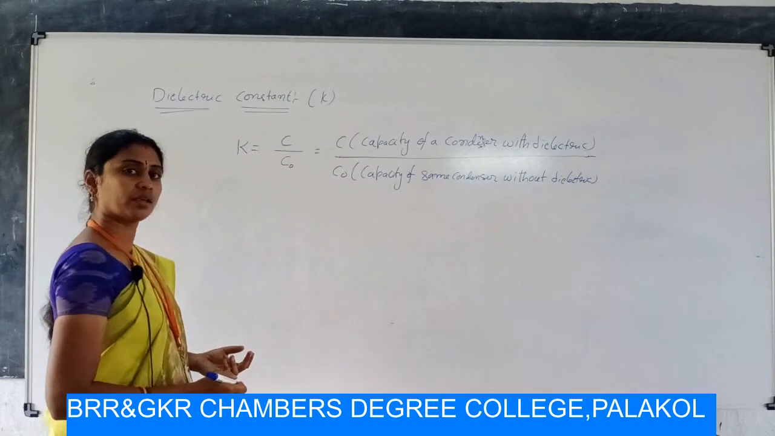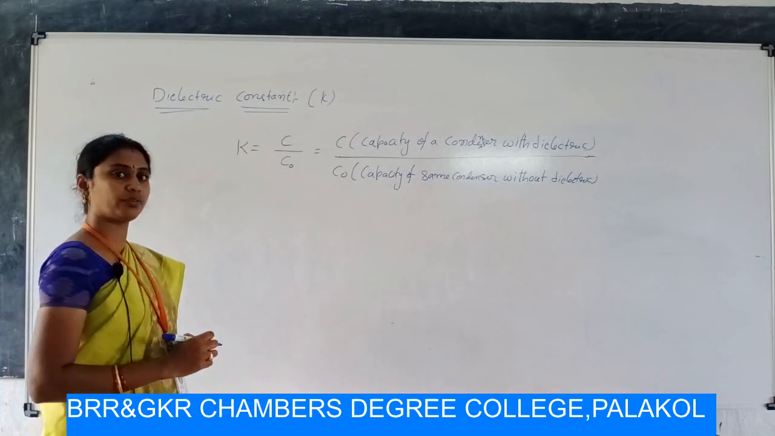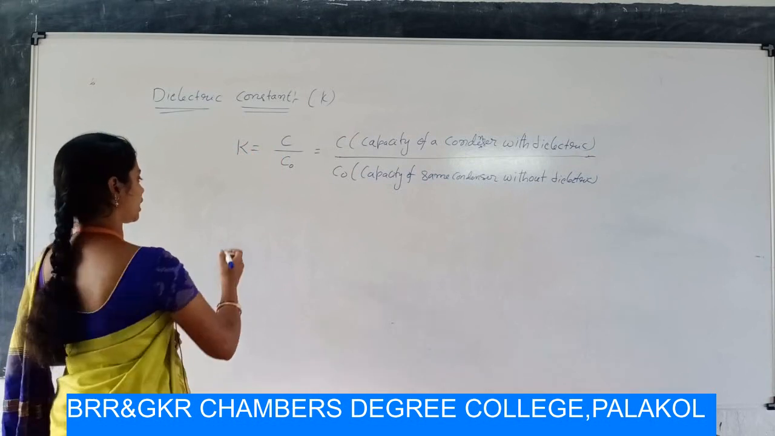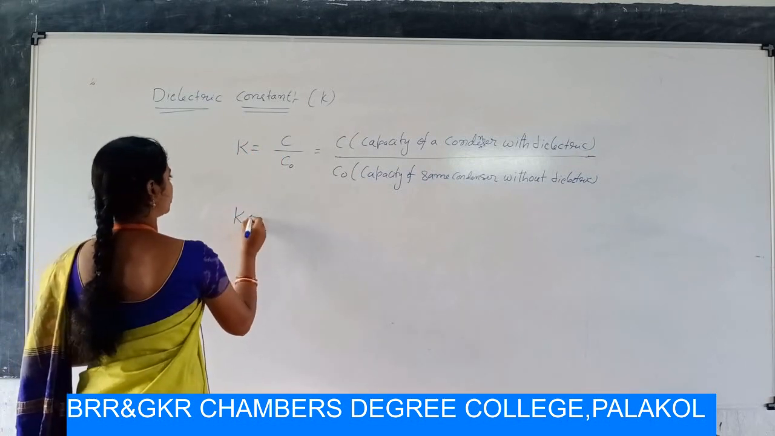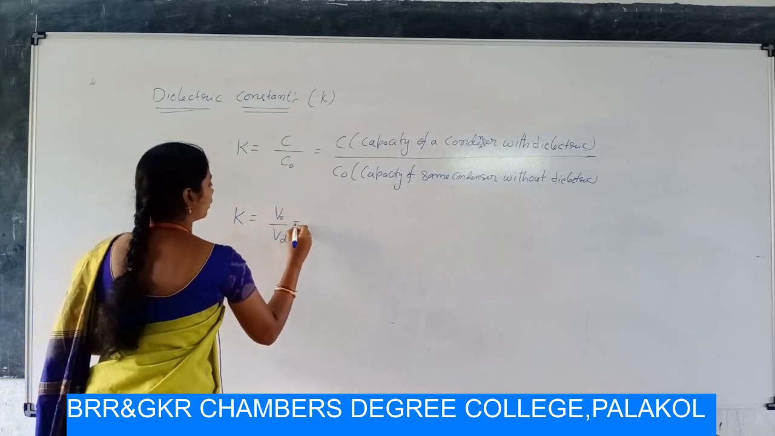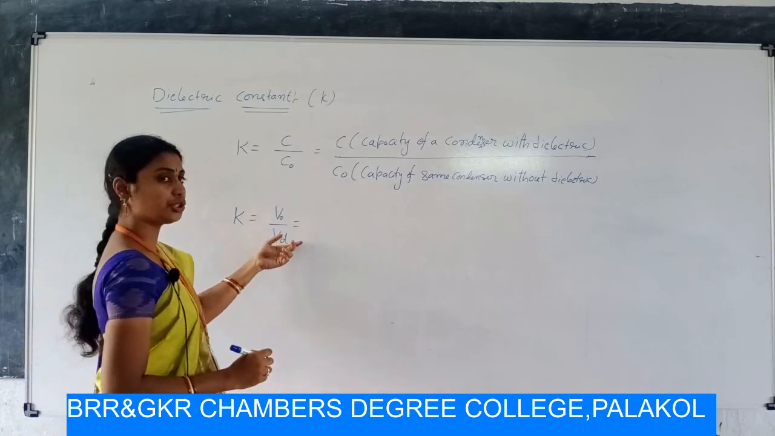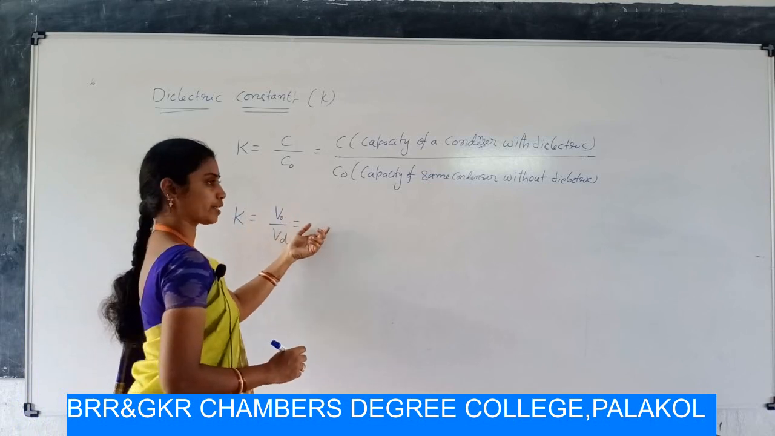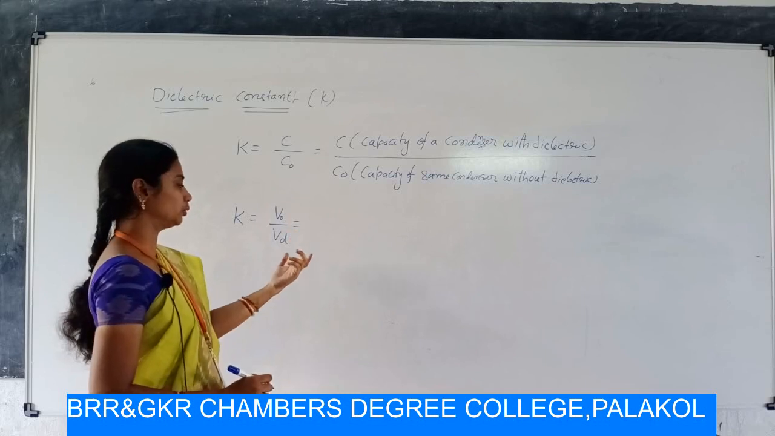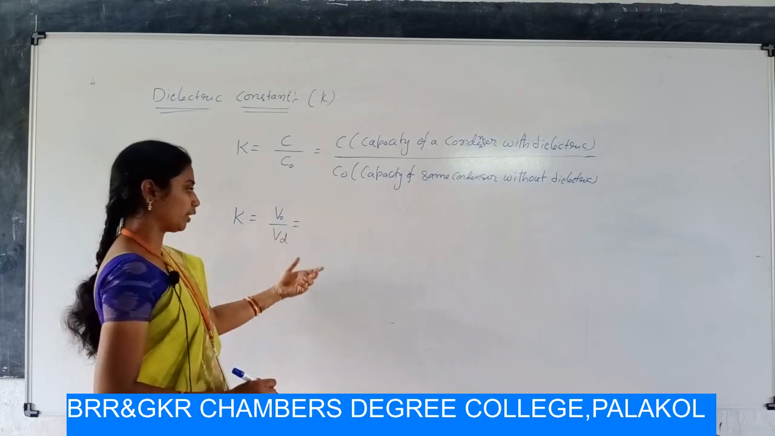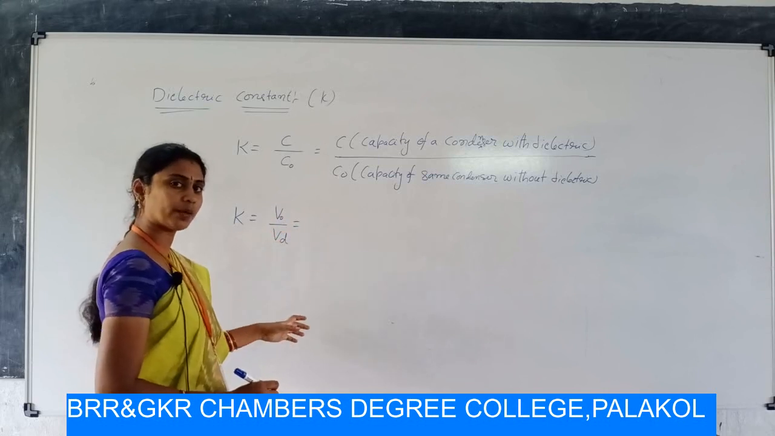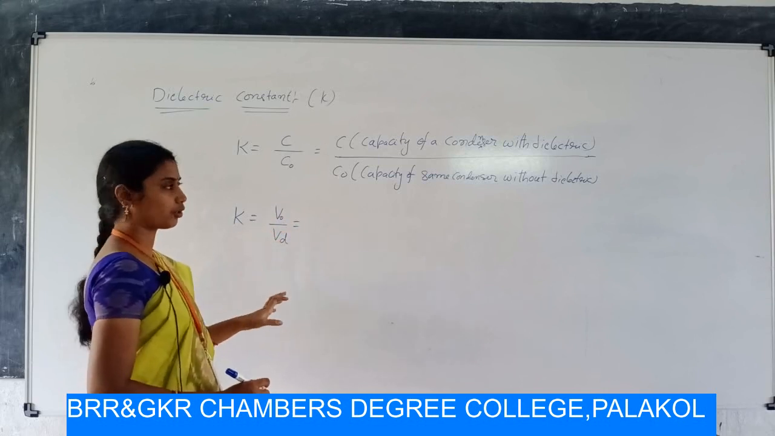In a similar manner, potential difference between 2 points is also defined by this dielectric constant as K equal to V naught by Vd. It means the ratio of potential difference between 2 points without dielectric to potential difference between 2 points with dielectric medium is also said to be a dielectric constant.